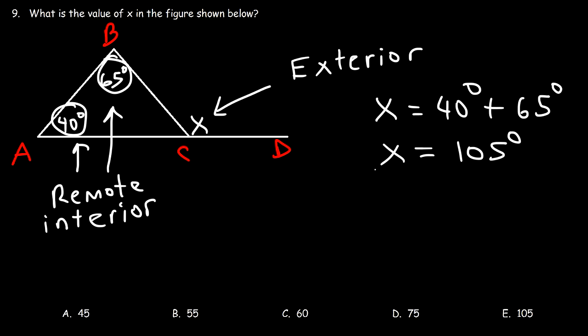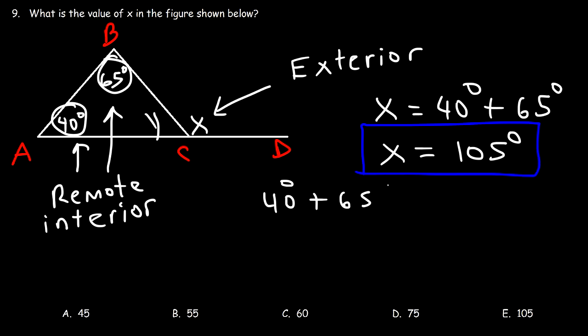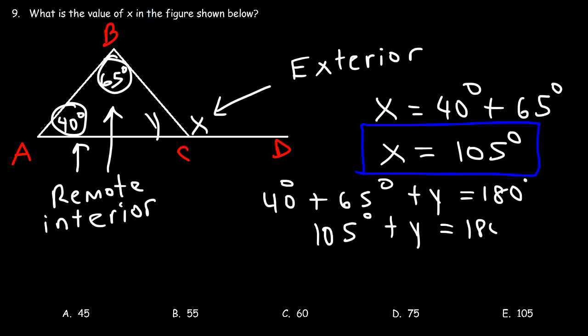Now, another way in which you can get the same answer is by calculating the value of angle ACB. Because you know that the 3 angles of a triangle have to add up to 180. So let's call this angle Y. So 40 plus 65 plus Y has to equal 180. So 40 plus 65 is 105. And 180 minus 105 is 75. So that's the measure of angle Y.